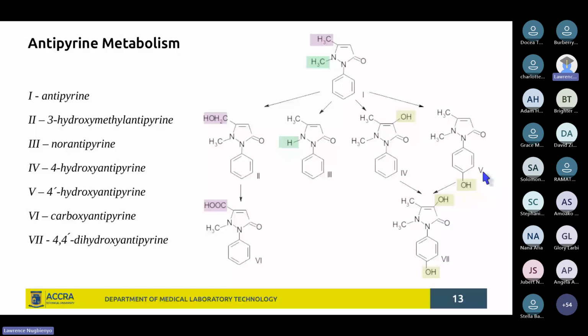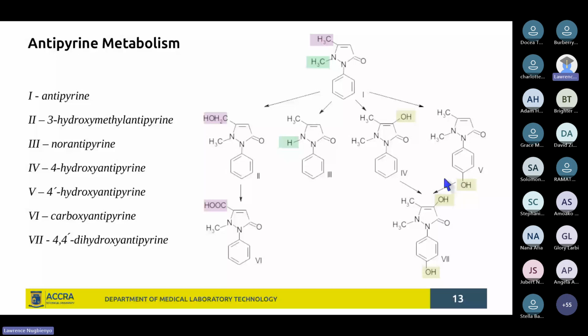4'-hydroxyantipyrine. See the difference between number 4 and number 5. Number 4 says 4-hydroxyantipyrine, and number 5, 4'. Yes, 4' because it's the second ring below. Because if you are counting the carbon in the second ring below, which is bonded to the nitrogen, that carbon is going to be carbon number 1. And if you continue to count clockwise, you have carbon 2, carbon 3, and so you have carbon 4 on which that hydroxyl group is. That is on the second ring, that's why it's 4'.